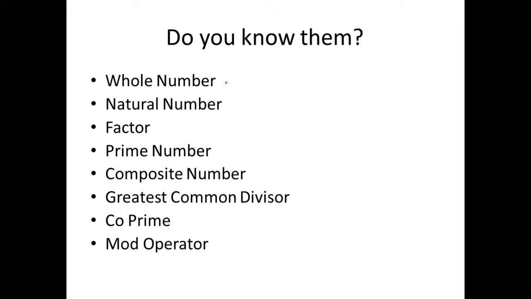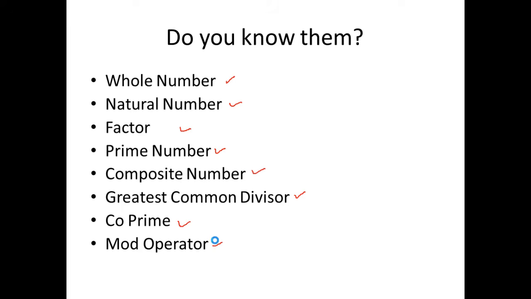We're going to look at what is a whole number, what is a natural number, what is a factor, what are prime numbers, what are composite numbers, how do you find a greatest common divisor for a given set of numbers, what are coprime numbers, and we'll also look at the mod operator. So we'll start looking at the definitions one by one.